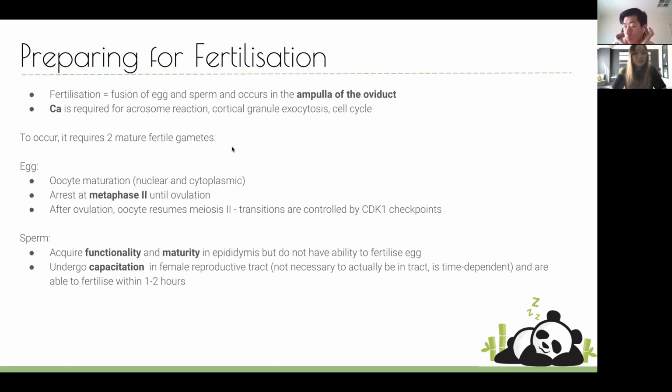To occur, it requires two mature fertile gametes. So the egg has to undergo oocyte maturation. It arrests at metaphase 2 until ovulation, and then after ovulation, the oocyte resumes meiosis 2. These transitions are controlled by checkpoints. Sperm has to acquire functionality and maturity in the epididymis, and then undergo a process called capacitation in the female reproductive tract. They found that it doesn't actually have to be in the tract, but it is time dependent. After capacitation, sperm are able to fertilize within 1 to 2 hours.